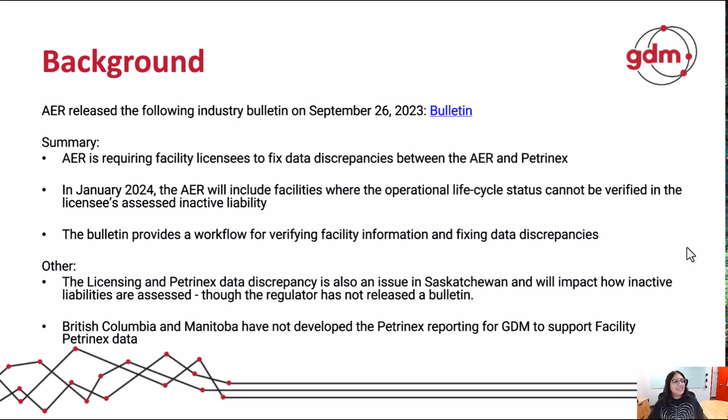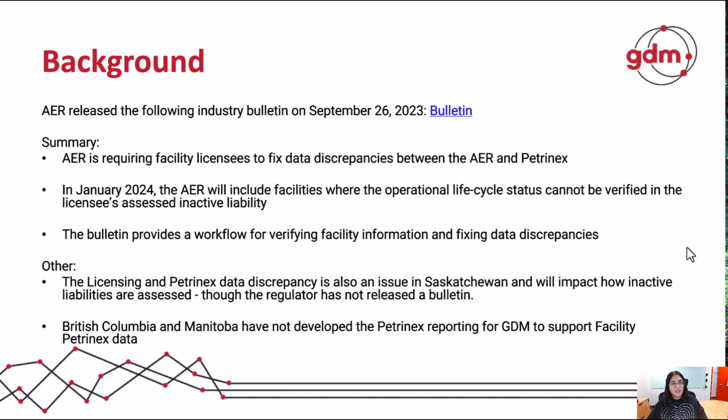So for some background, the AER released an industry bulletin on September 26, 2023. In this bulletin, they said that they are requiring facility licensees to fix data discrepancies between the AER and Petronix. In January 2024, the AER will include facilities where the operational lifecycle status cannot be verified in the licensee's assessed inactive liability. The bulletin does provide a workflow for verifying facility information and fixing these data discrepancies.